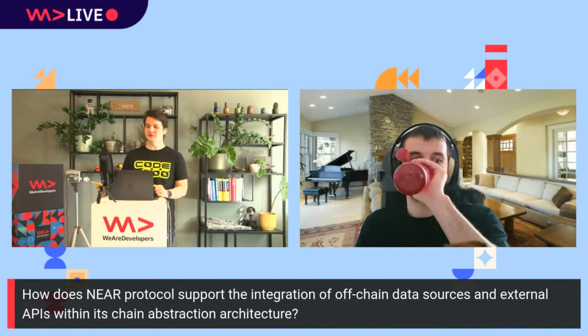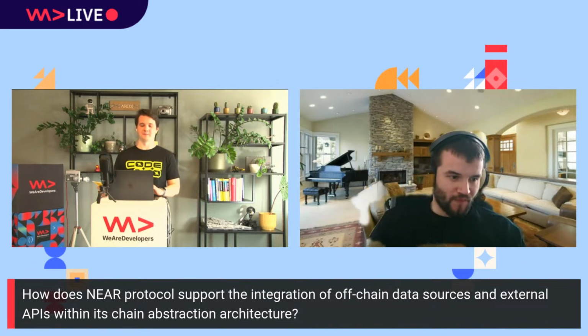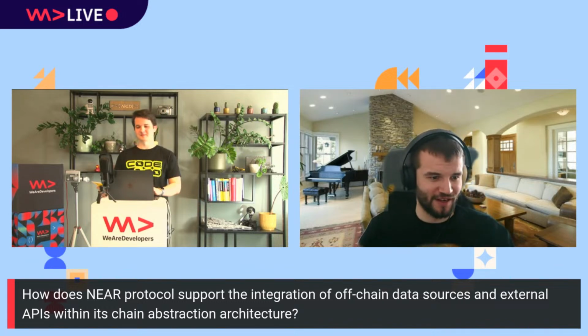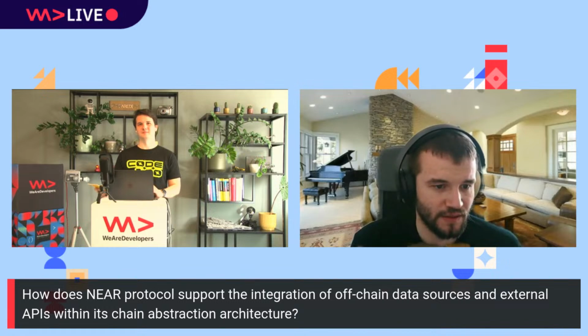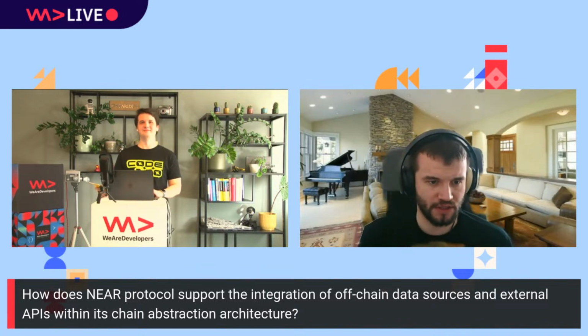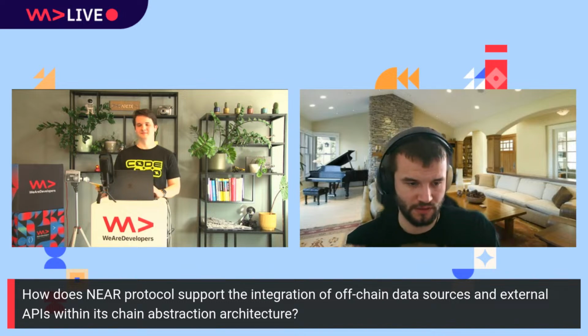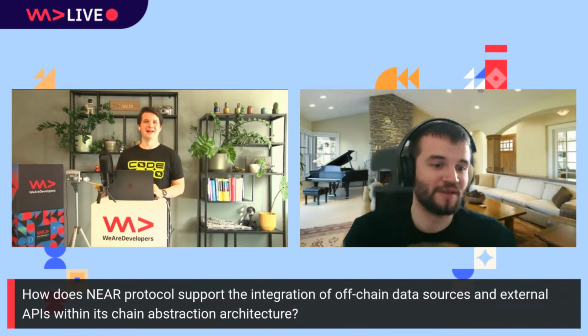Perfect. Thanks. Another question on the Near protocol. How does Near protocol support the integration of off-chain data sources and external APIs within its chain abstraction architecture? This is a question that we can leave for a later talk. Yeah, we can discuss it. There are a couple of solutions for it. There are a lot of ways the Near protocol can do it and how you can do it, but there is also the approach of which way you want to do it. It's a more complex topic. Maybe we already have a topic for your next talk live. Exactly. Perfect. Then we leave this question for then.